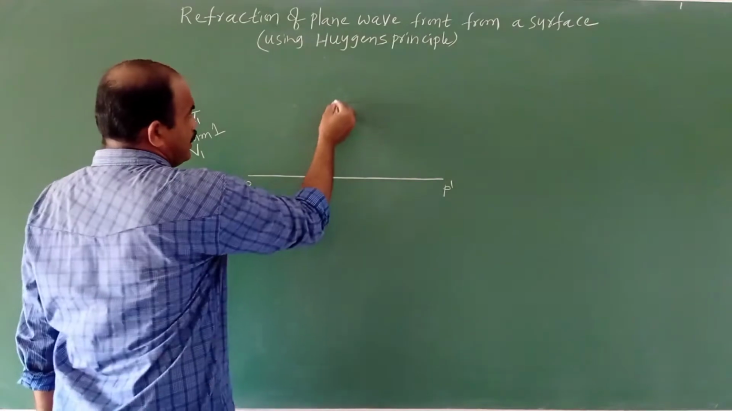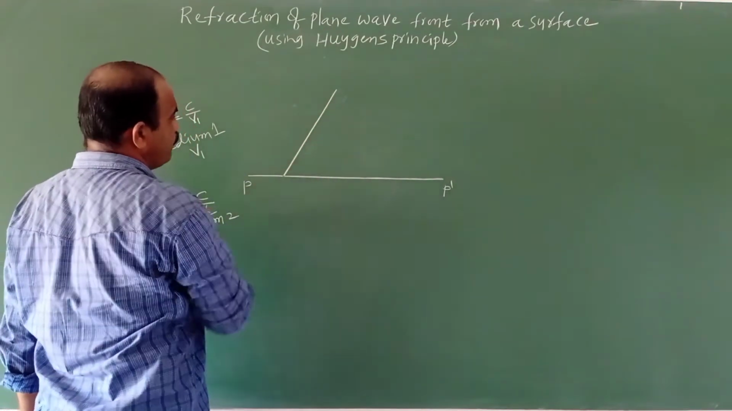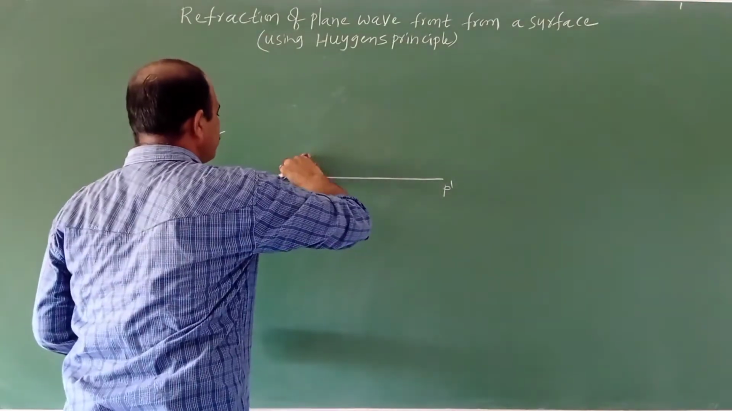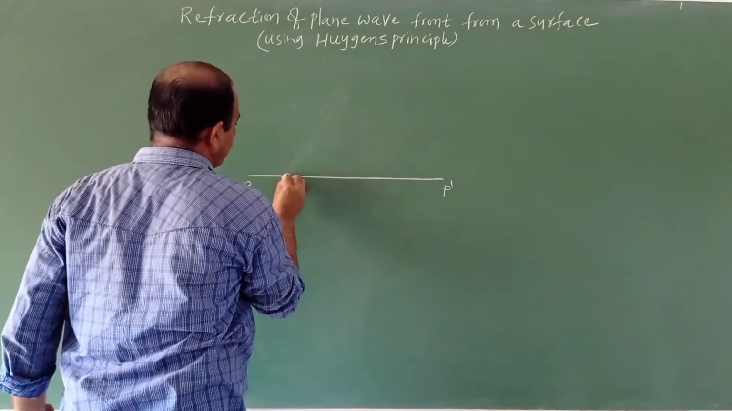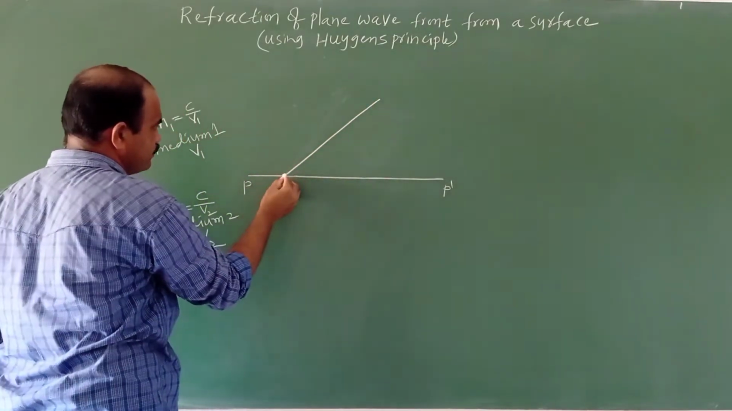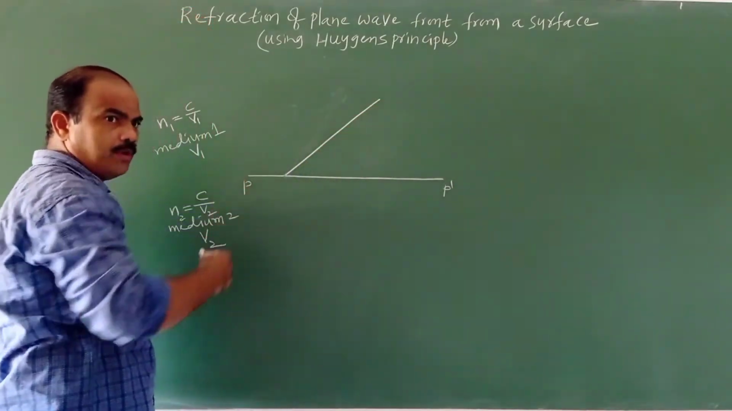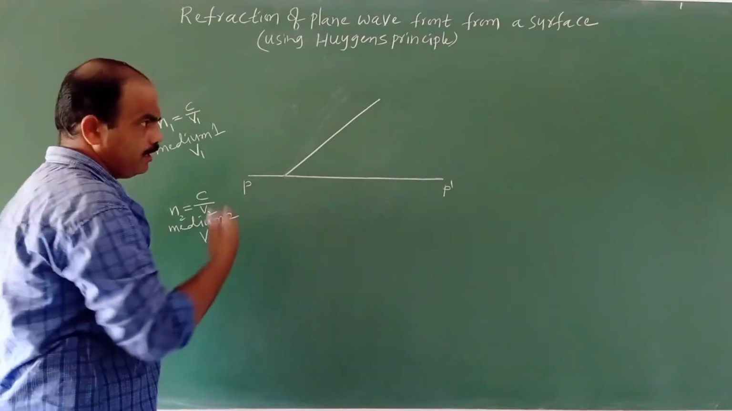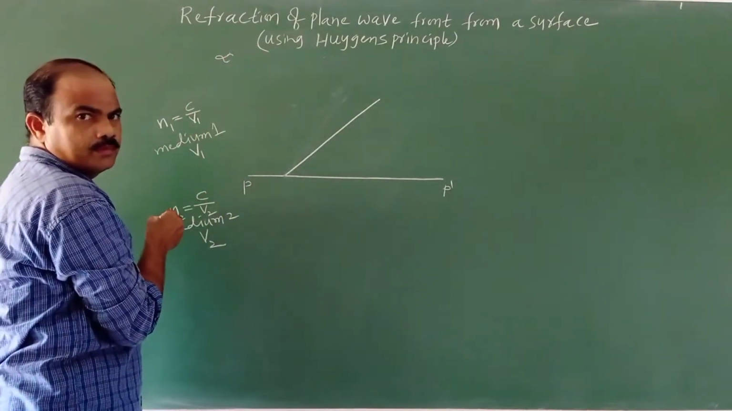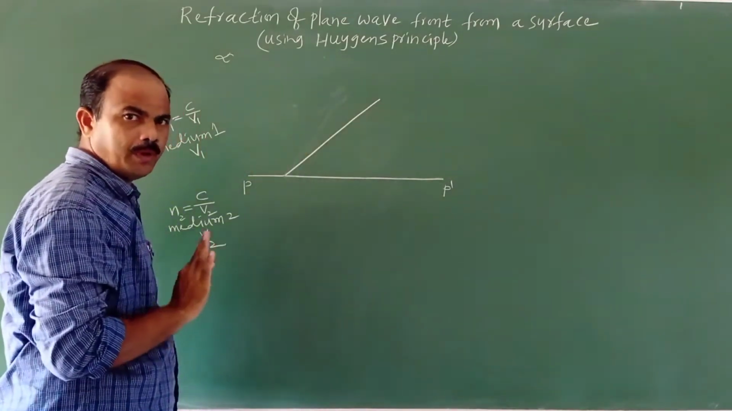Now consider this plane wavefront, which is coming from a source of light at infinity. When the source of light is at infinity, only then is the wavefront a plane wavefront.